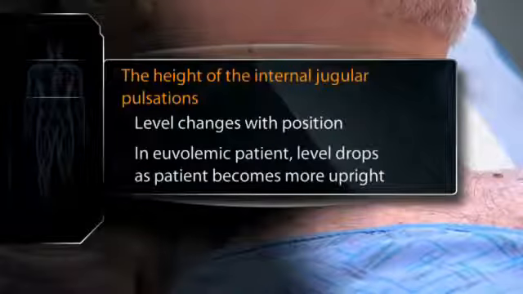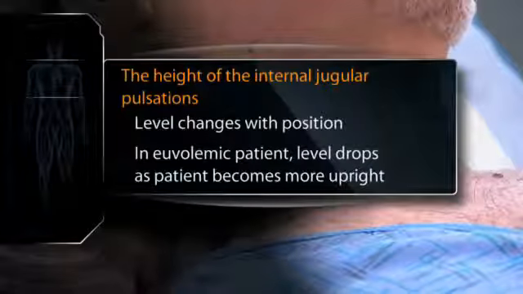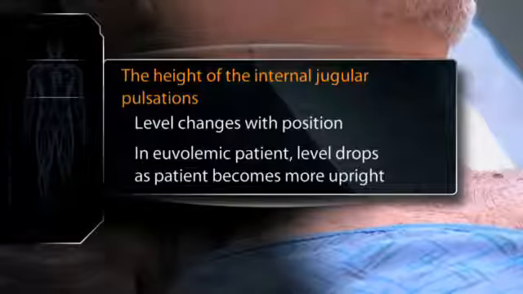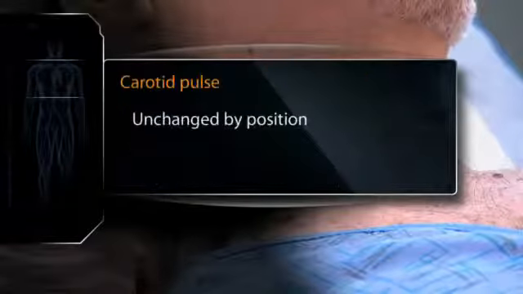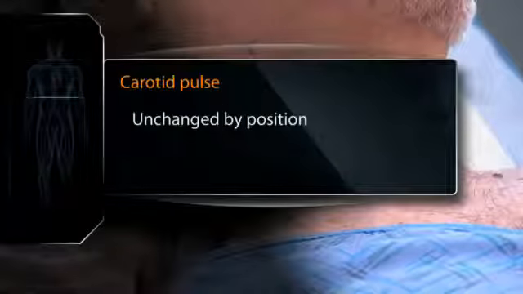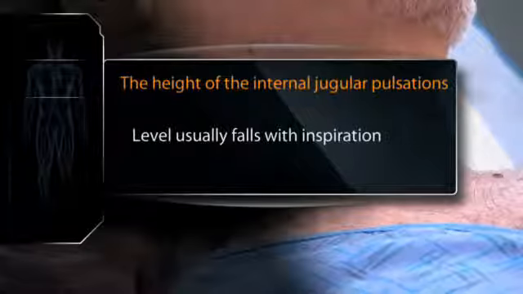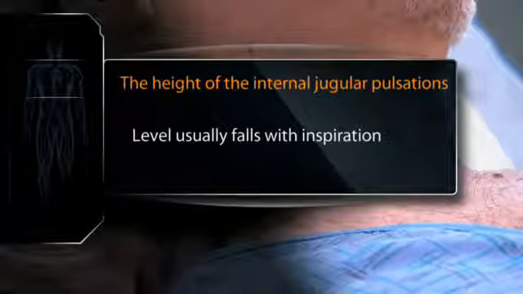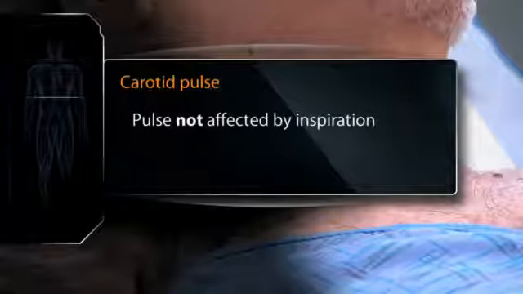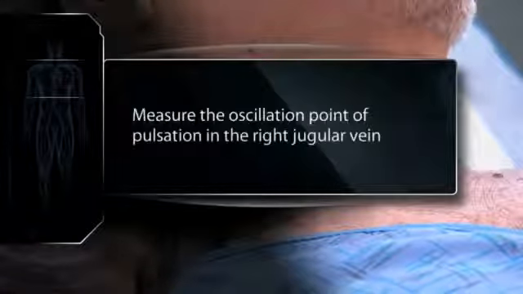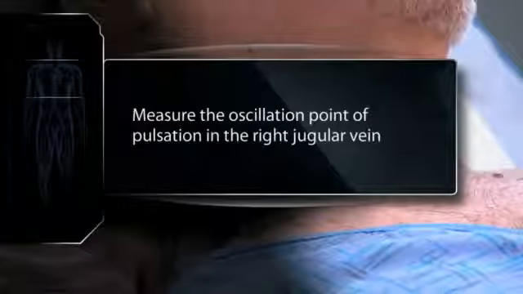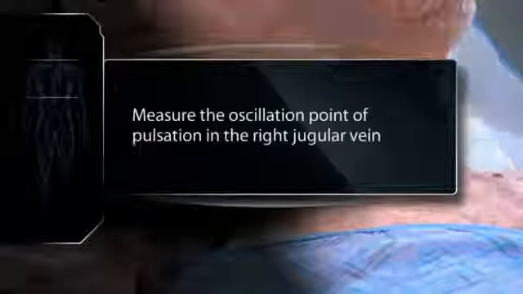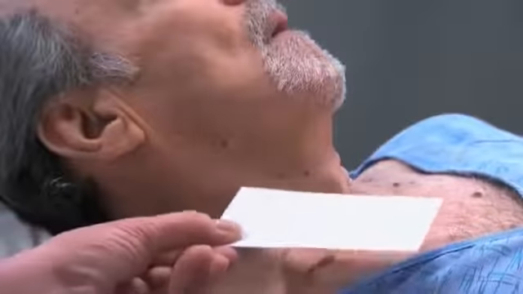The level of internal jugular pulsations changes with position. In a euvolemic patient, the level in the neck drops as the patient becomes more upright, whereas the carotid pulse is unchanged by position. Finally, the level of internal jugular pulsations usually falls with inspiration, whereas the carotid pulse is not affected by inspiration. Measure the oscillation point of pulsation in the right internal jugular vein using the following technique. Extend an elongated rectangular object, such as a 3x5 card, from the meniscus point of pulsation, while extending a centimeter ruler vertically from the sternal angle, making a right angle.